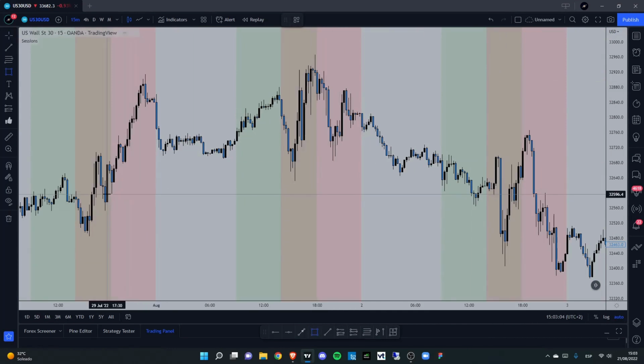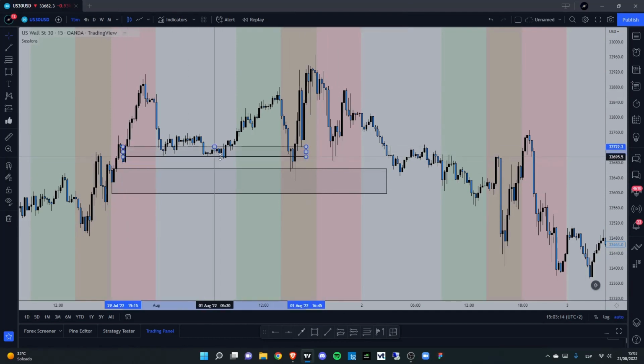So here, for example, we have multiple demand levels, right? Multiple demand levels. So you can draw them all and just see what's happening. This, for example, wouldn't be a valid demand level. As you can see, this is basically a support level for me. So a lot of liquidity below.